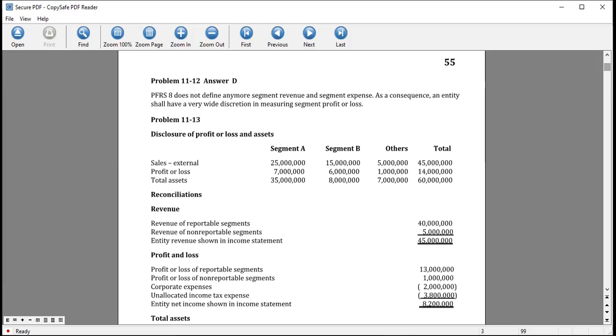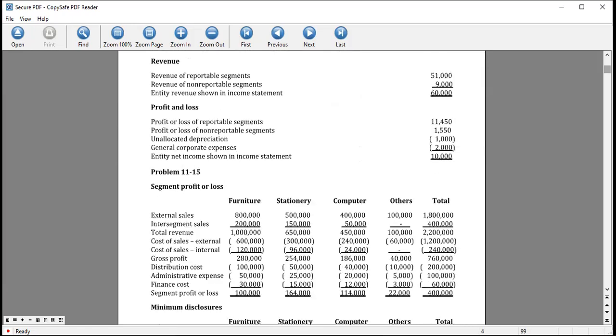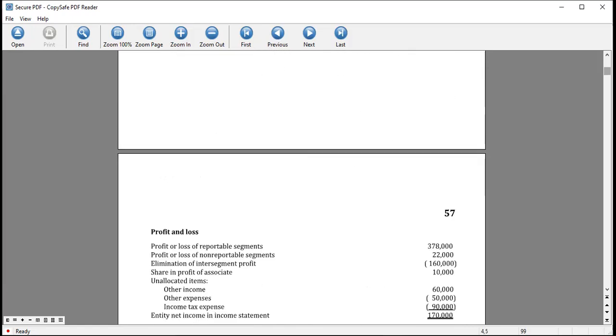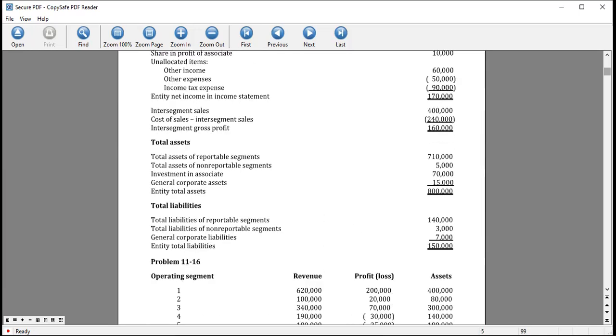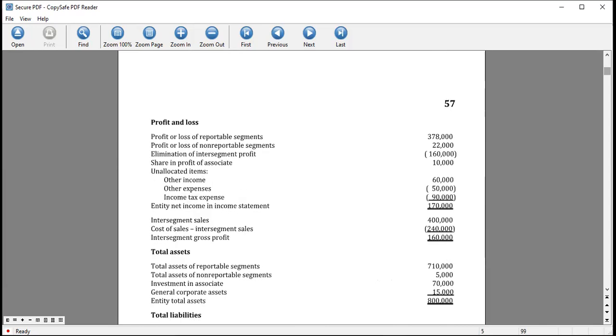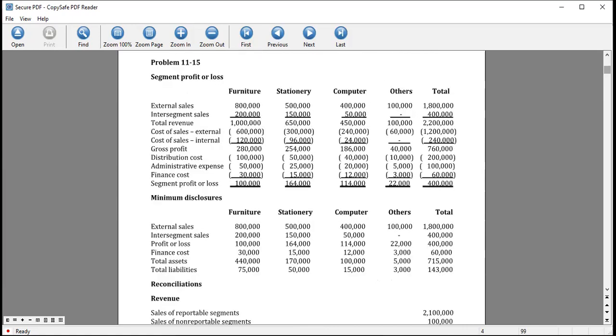Okay, so 11 does 12 is letter D. 11 does 13, 14, and 15 are straight problems. So in number 13, we have this as straight problems 13, 14, and we have number 15, that's the end, no? 16 we will reserve.